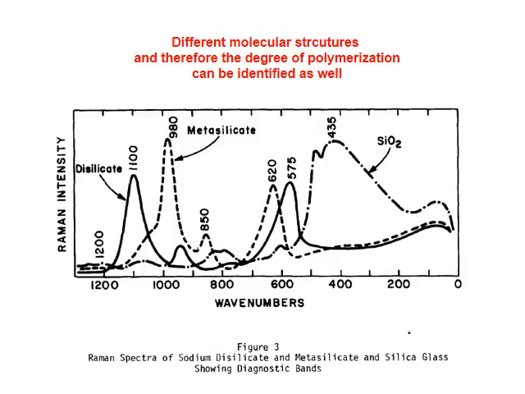Different molecular structures may be identified in the glass medium. This figure, still taken from the same paper, shows the identification of metasilicate and disilicate structures. The polymerization degree of the inorganic structure may therefore be studied.